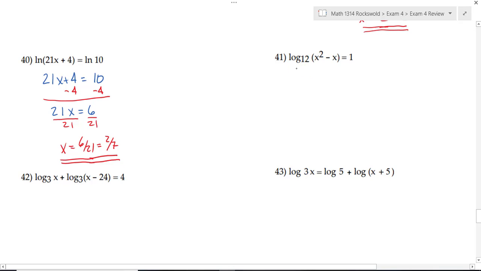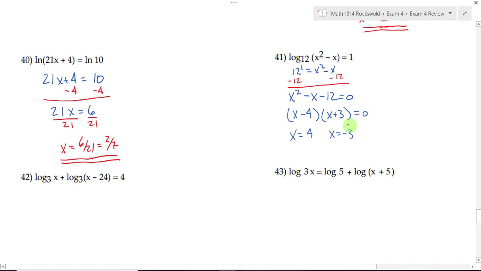How would I rewrite this log as an exponent? What would be the base of my exponent? Raised to what power? Equals x squared minus 6. 12 to the first is 12. What type of equation is this? Quadratic. And how do we solve quadratic equations? I set this equal to 0 by subtracting 12 from both sides of the equation. Once this is set equal to 0, what do I do? This one does factor pretty easily. What's one of the factors? So I get x minus 4 times x plus 3. So what is x equal to?